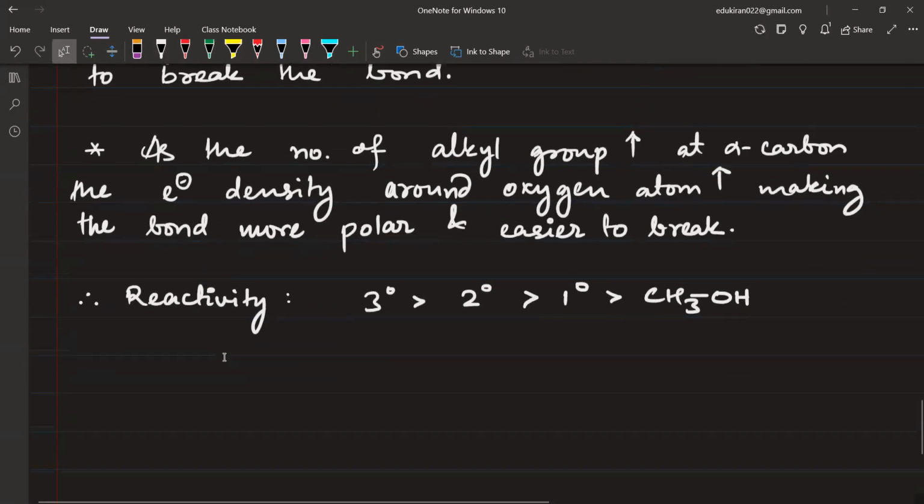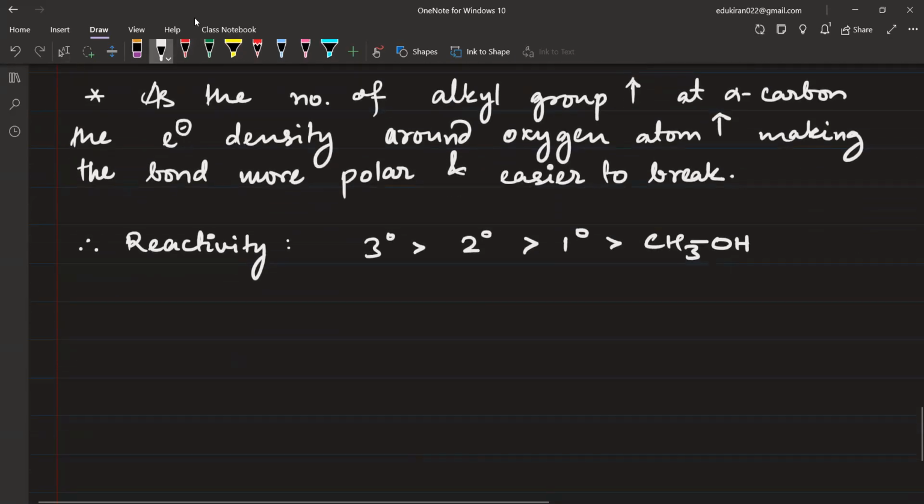Okay, so let me show you what actually happens in the 3 degree carbon. We have a carbon atom that is bonded with OH, and this carbon atom is bonded with some other alkyl groups, R group and R group. So all of these are giving electron density towards the carbon atom, and this is further giving electron density to the oxygen atom. As you can see, there is a lot of donation of electrons towards the oxygen atom.